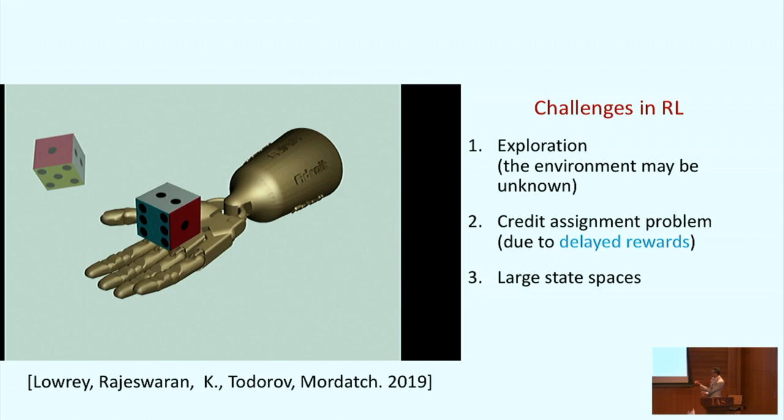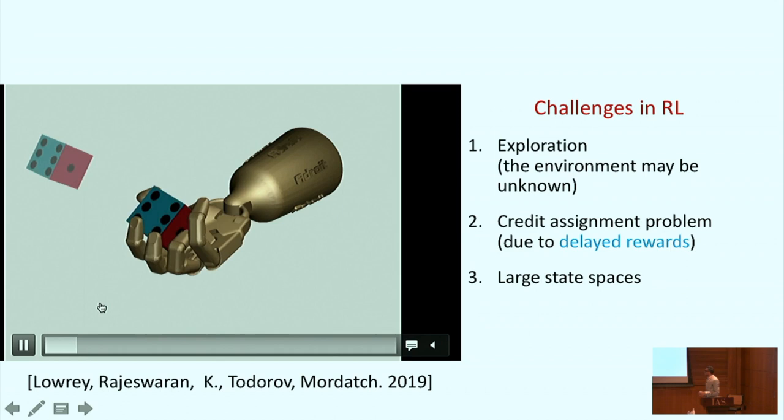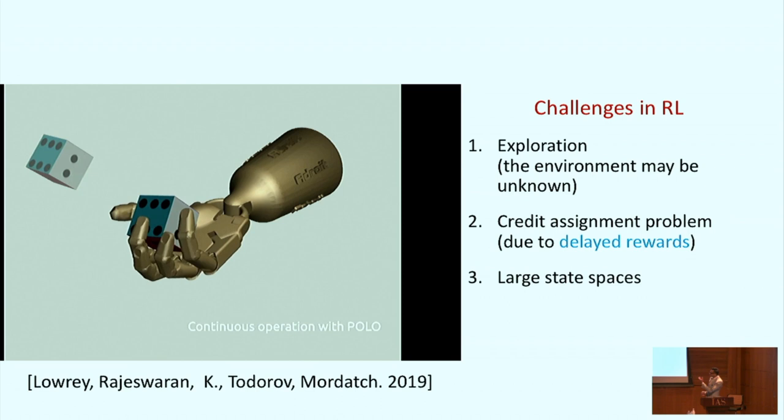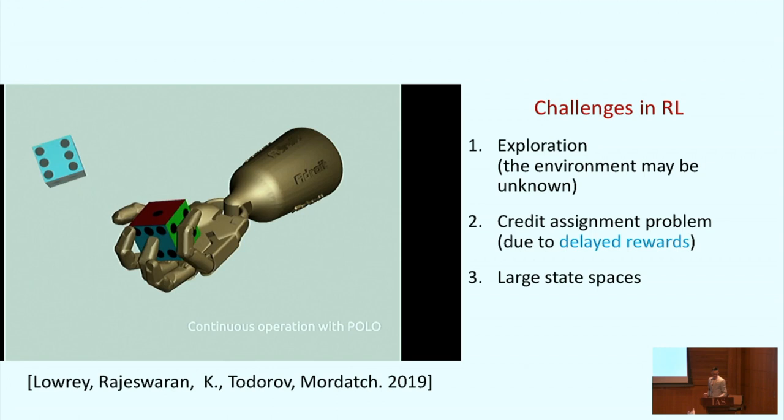And this is one of our demos. Right, so this agent, this is a deployed policy, but it showed a position, and it turns the cube so that the die side facing up matches that of the position. So it matches that of the top left cube.